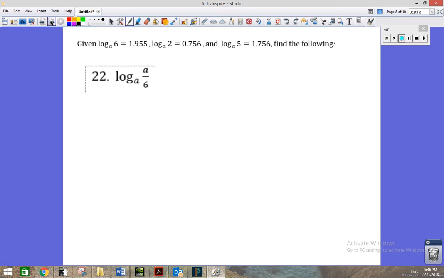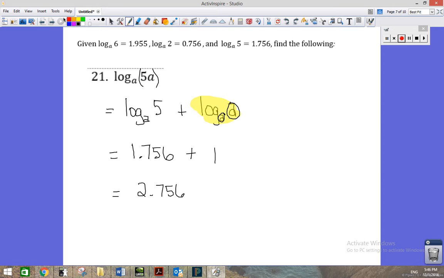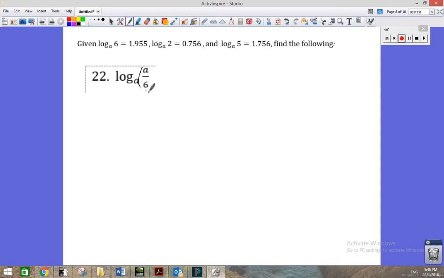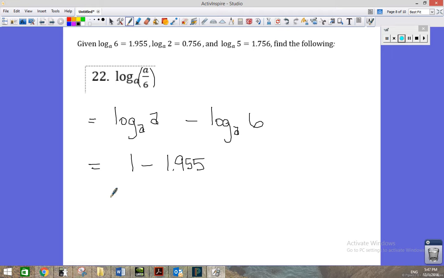Now, if multiplication was addition, remember the properties have division. If I have the log of a fraction, I can write that as the difference of two logs. So I have log base a of this numerator minus log base a of this denominator. And again, log base a of a is 1. And they tell me that log base a of 6, they say use 1.955 to 3 decimals. So I don't need a calculator to see that that's negative 0.955.